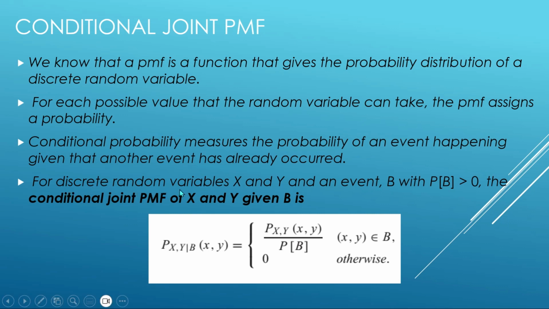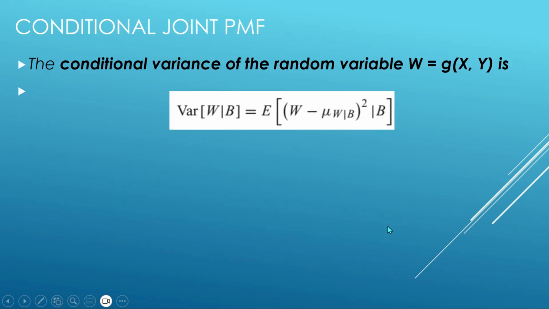So for discrete random variables x and y and an event b with probability of b greater than 0, the conditional joint PMF of x and y given b is probability of x comma y divided by probability of b. So how do we calculate this probability of x comma y given b? Probability of x comma y divided by probability of b, the event on which it depends. The conditional variance of random variable w equal to g of x comma y is given as expected value of w minus mu square given b.